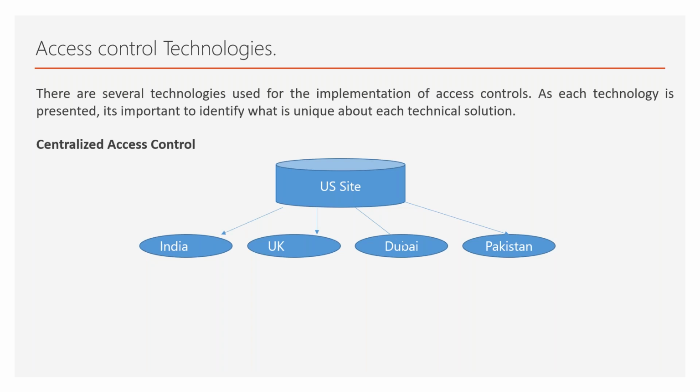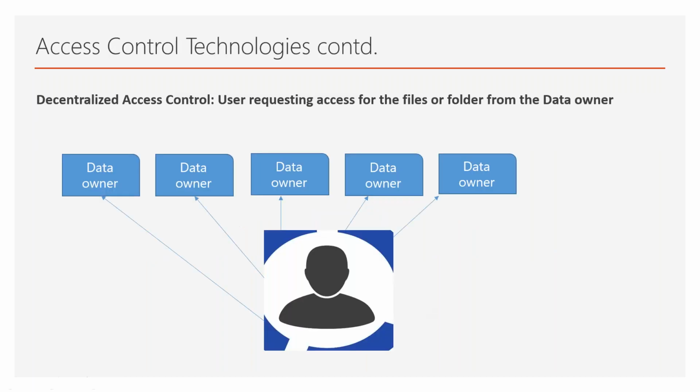Whereas what happens in decentralized? What is the difference between centralized and decentralized access control? In decentralized access control, access to information is controlled by the owner or creator of the file. One simple example, in one line, is your workgroup environment, where you have 10 systems in the workgroup. A simple workgroup environment is the best example of decentralized access control.